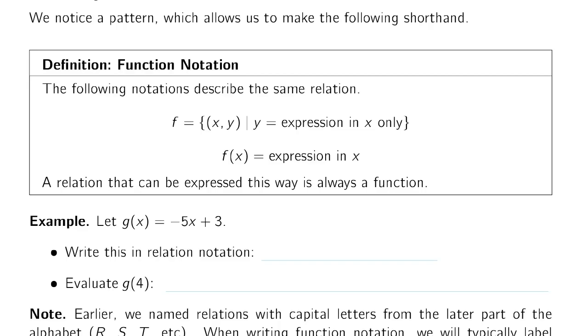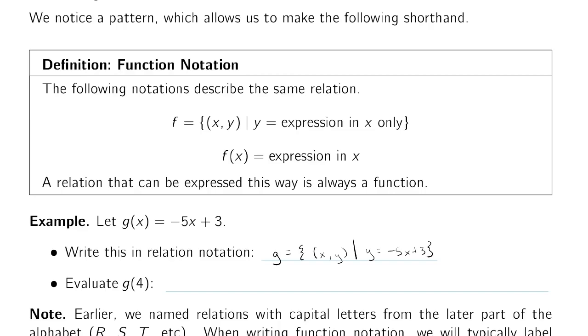So as an example, g of x equals negative 5x plus 3. That means that g represents the relation consisting of all the pairs x and y, such that y equals negative 5x plus 3. So for any input x, the corresponding y is found by multiplying by negative 5 and then adding 3.